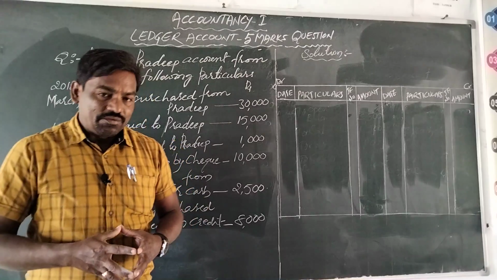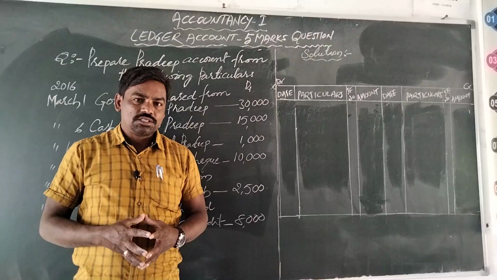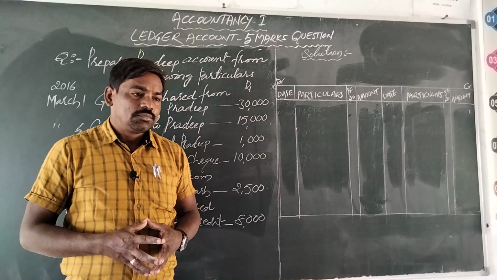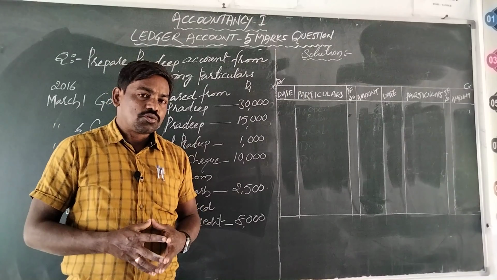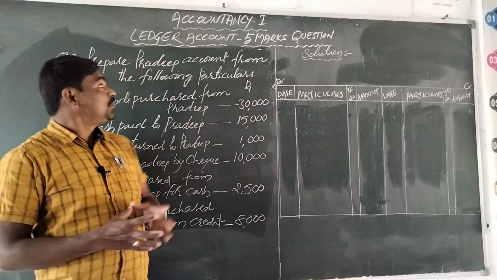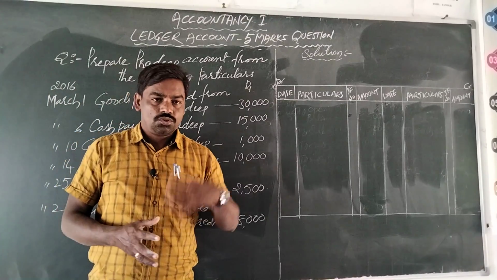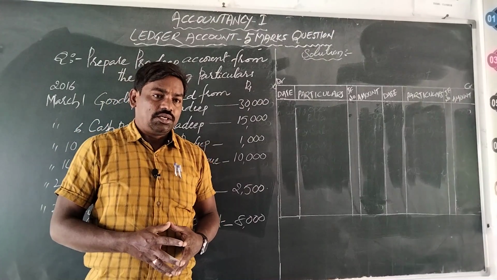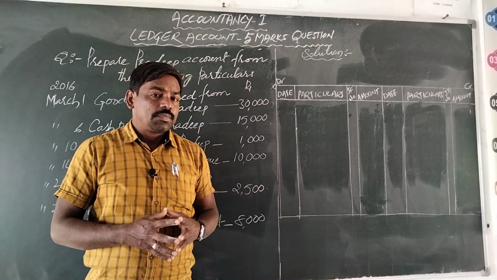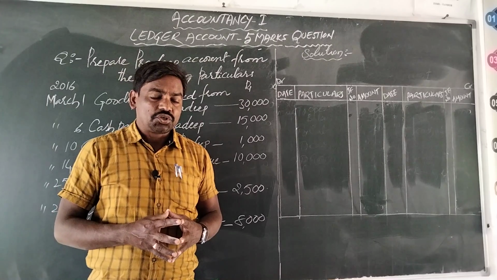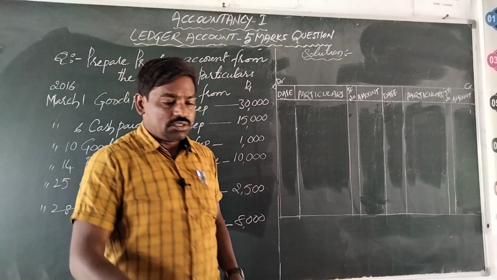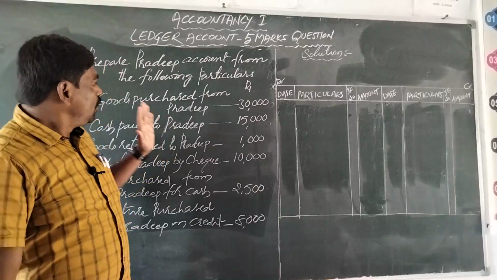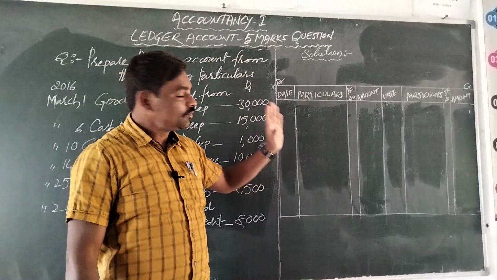In this video, I will teach you CEC first year Accountancy, a problem that will be given in the annual examination for 5 marks from the topic ledger account. I already explained how you have to prepare the ledger account and the problem that will come in the annual examination for 5 marks in this way. Just see how the problem is given here, and I will explain the problem as well as the solution.